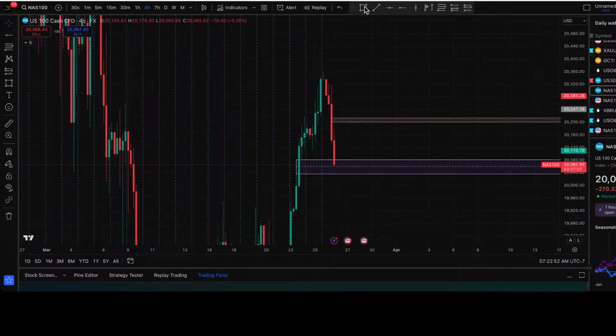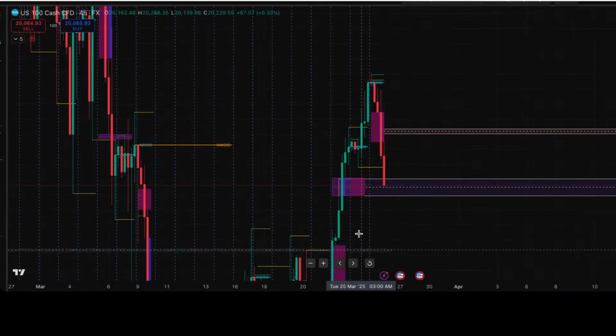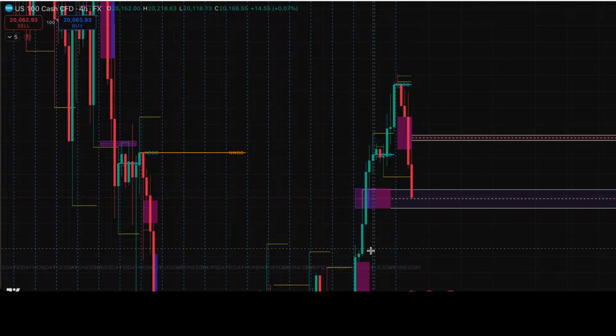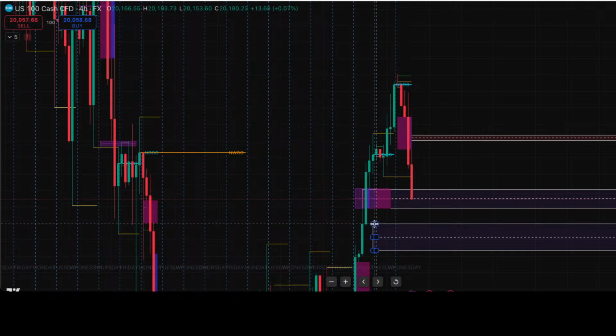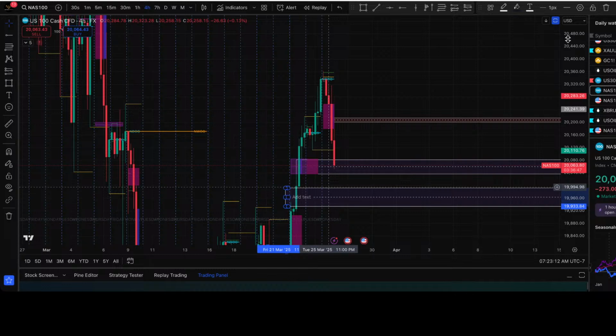We have another 4-hour fair value gap down here. Just want to mark that out. You want to mark out your daily and your 4-hour fair value gaps. Know where they are. Make sure they match up with your 1 standard deviation.